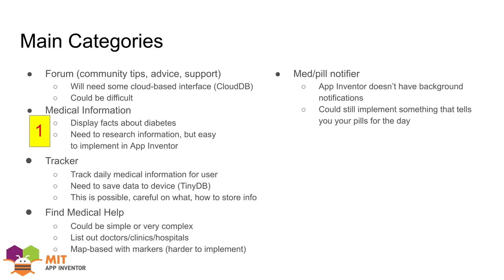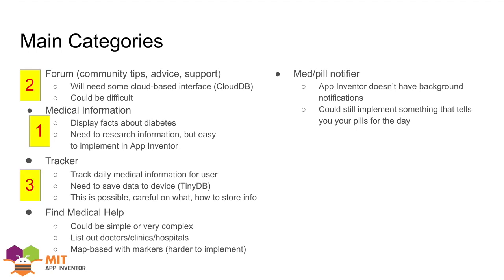It's not that difficult to implement in App Inventor. It will take some time researching what we want to put in there, but I think we can get this accomplished pretty quickly. I'm going to put the forum as #2. Let's say that our users really want that. It's a really interesting, useful feature for our app, so we're going to put that at #2.